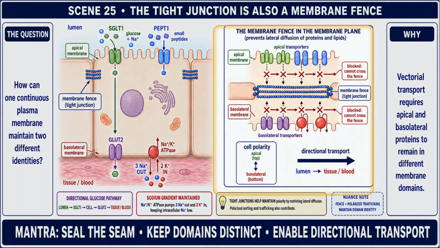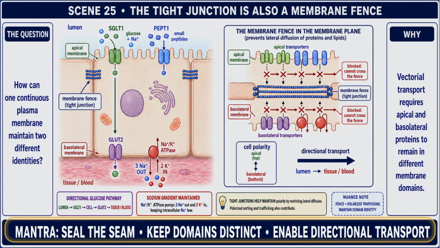The membrane fence restricts lateral diffusion at the apical lateral boundary. Polarized sorting and vesicle trafficking also help place each transporter correctly, so the junction does not establish polarity by itself. But once the domains are organized, the fence helps keep them distinct. That separation is what makes vectorial transport possible. Material enters from the lumen-facing side and exits toward tissue and blood.